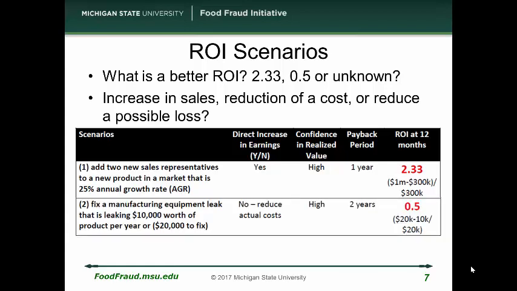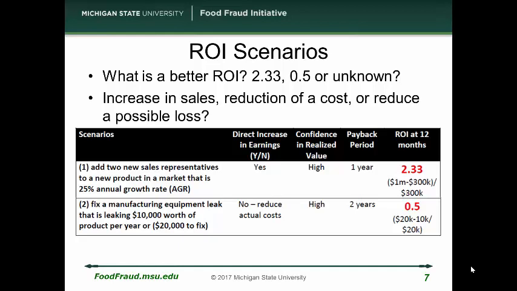The second scenario is fixing a manufacturing equipment leak. So let's say the equipment's leaking $10,000 worth of product a year, and it costs $20,000 to fix. Direct increase in earnings, yes or no? No, because this is not a direct increase in earnings. It's an indirect increase in earnings. It reduces the actual costs that go into the business, so that does help profitability. But again, it's not a direct increase in earnings.